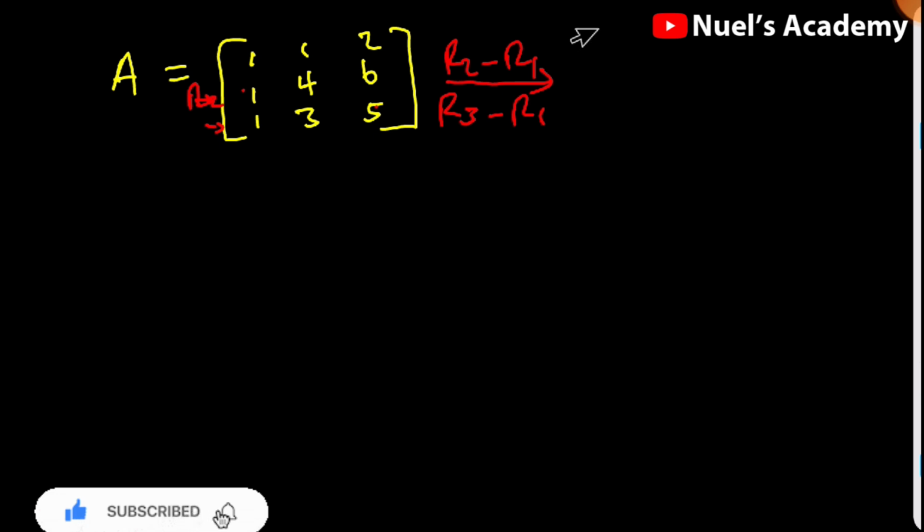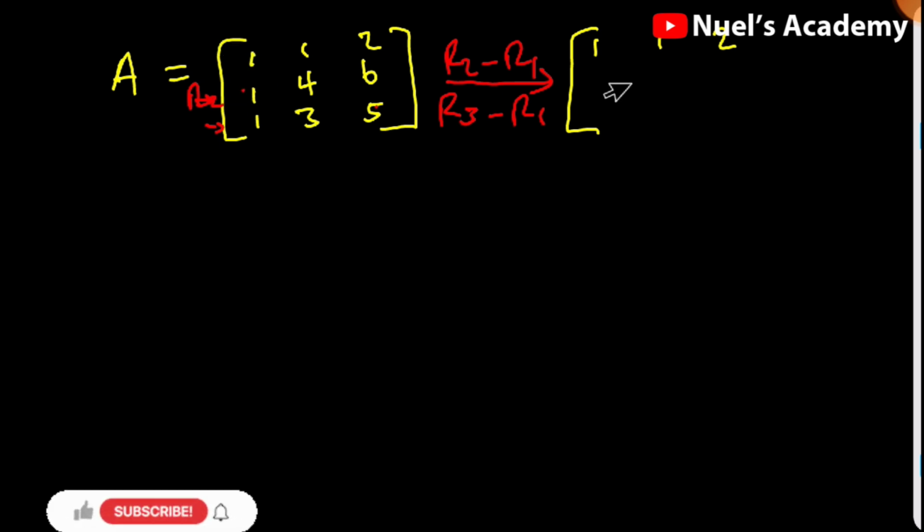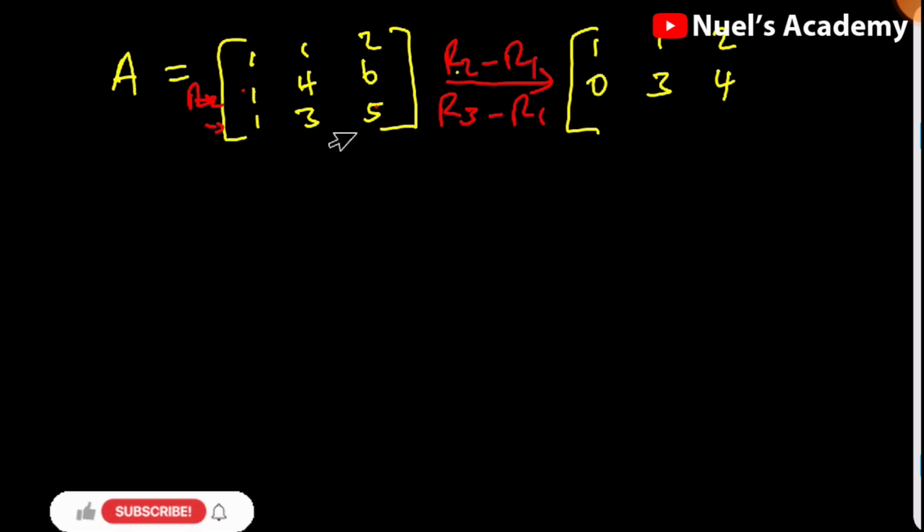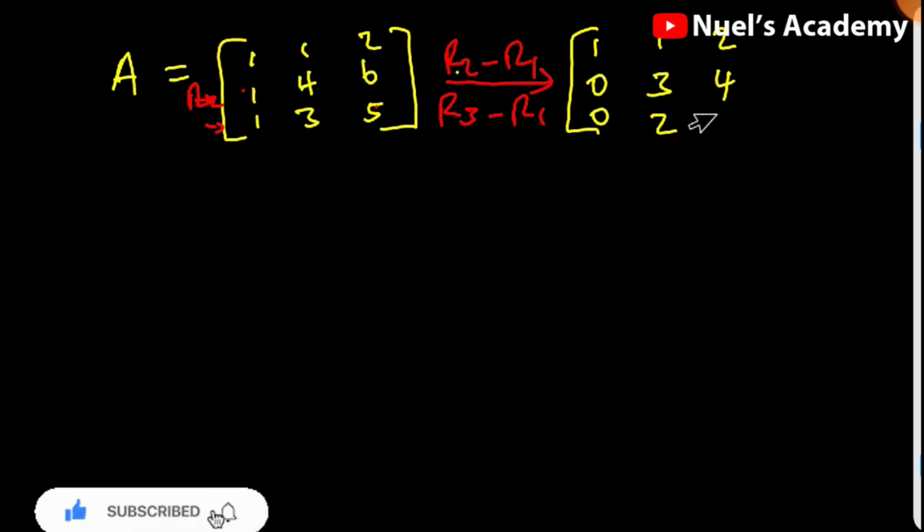Alright, so when we do that, our row 1 did not change. So 1 minus 1 is equal to 0. Then 4 minus 1 is equal to 3. And then 6 minus 2 is equal to 4. Remember, we are doing row 2 minus row 1. So for the third row, row 3 minus row 1, 1 minus 1 is equal to 0, 3 minus 1 is equal to 2, and then 5 minus 2 is equal to 3.